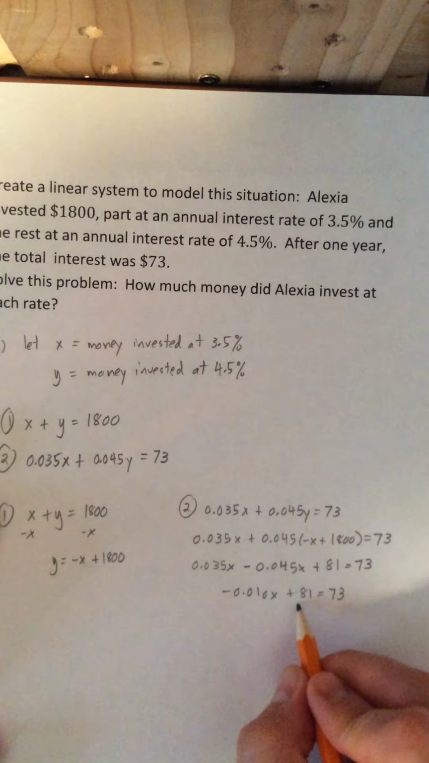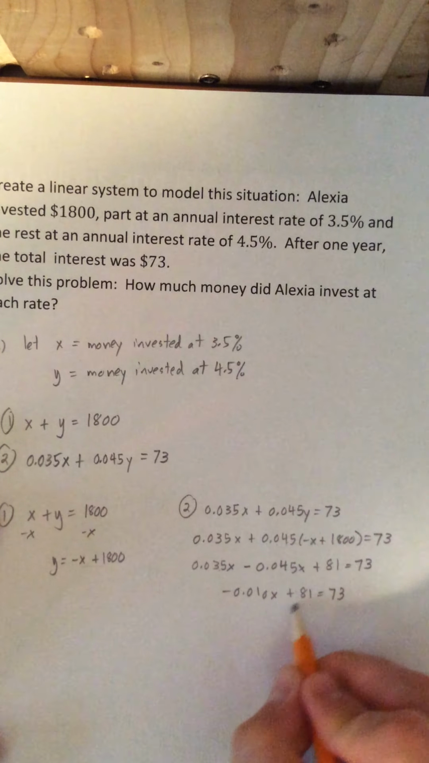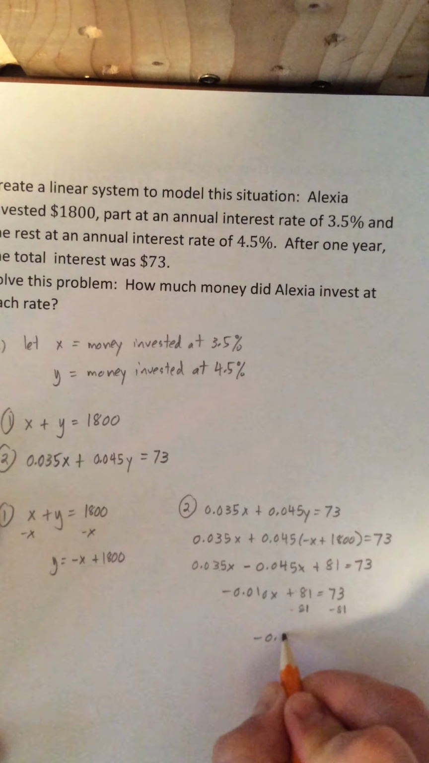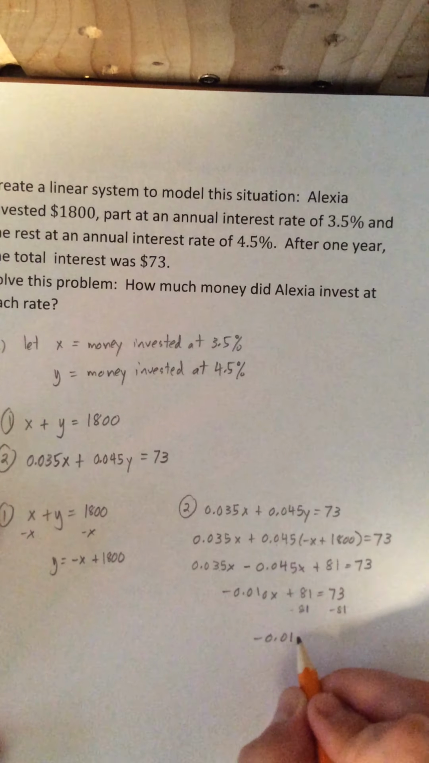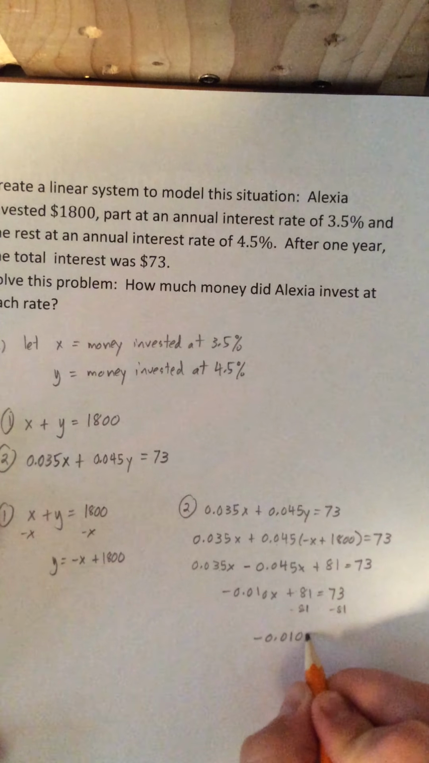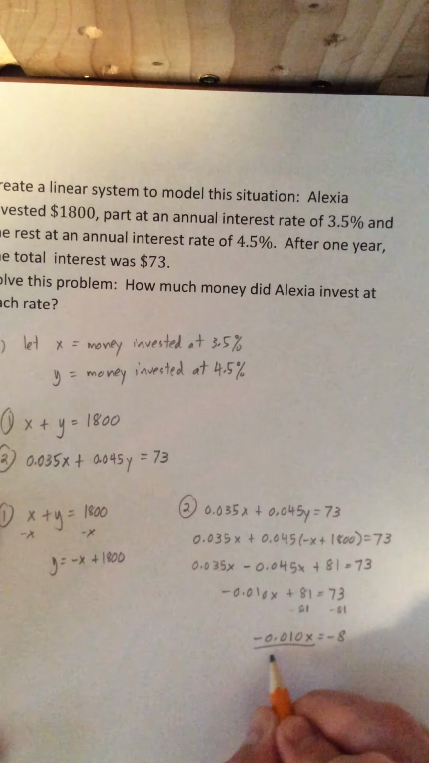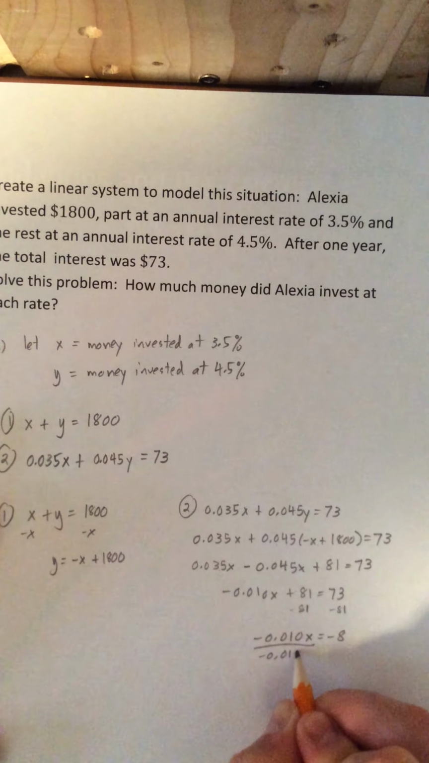So using reverse BEDMAS, I'm going to isolate x. I'm going to subtract 81 from both sides of this equation. And I'm going to have negative 0.010x is equal to negative 8. Now to isolate x, if I divide by this coefficient of x, I'm going to get that x is equal to 800. And in this situation, it's $800.